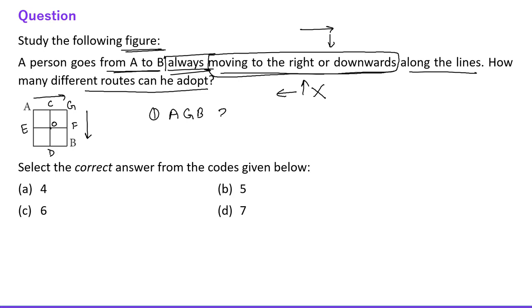Route number two. Here we missed one name. So let's say this is P. So route number two is A, P, B. Right? Now route number three: A, E, O, D, B. Route number four: A, E, O, F, B. Route number five: A, C, O, D, B. Route number six.